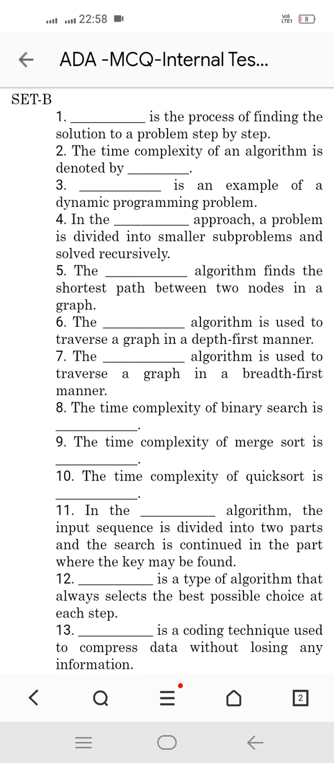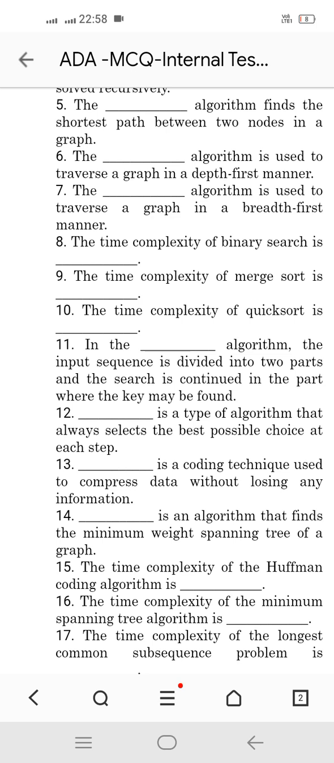The time complexity of merge sort is order of n log n. The time complexity of quick sort is order of n log n. 11th, in the dash algorithm, the input sequence is divided into two parts and the search is continued in the part where the key may be found. Binary search. 12th, the dash is a type of algorithm that always selects the best possible choice at each step. Greedy algorithm.